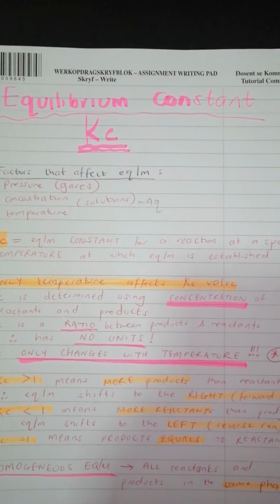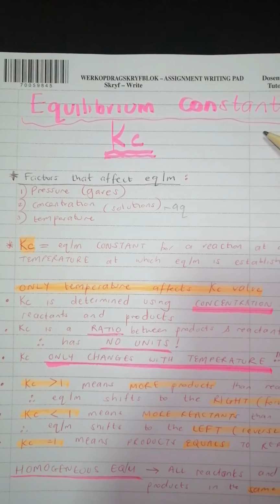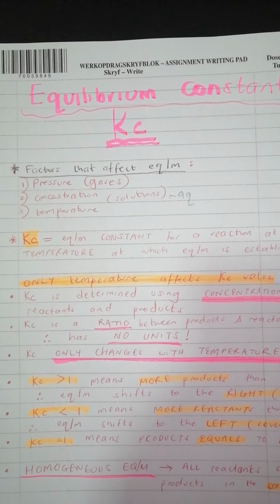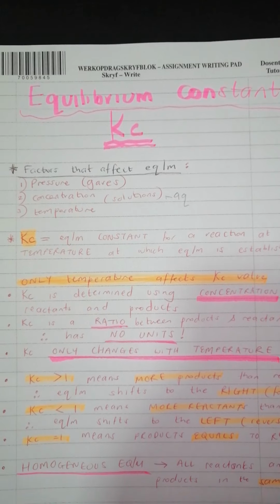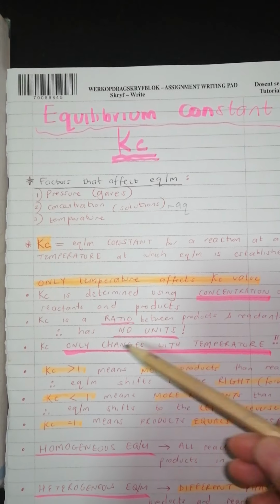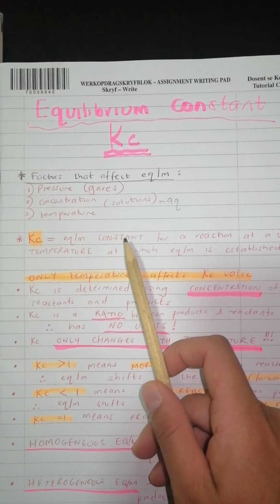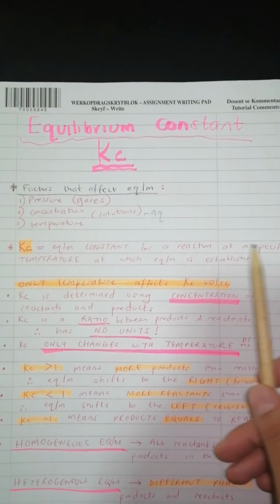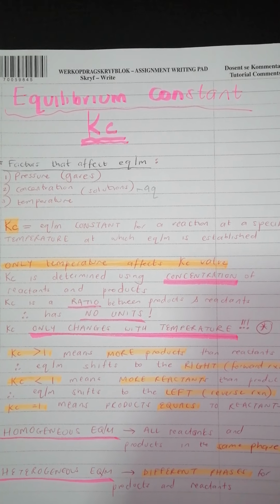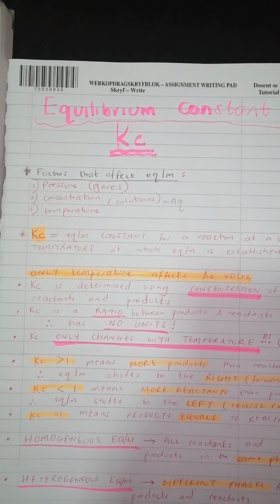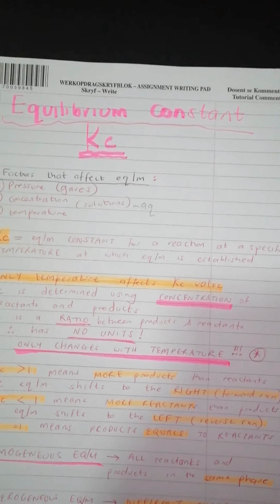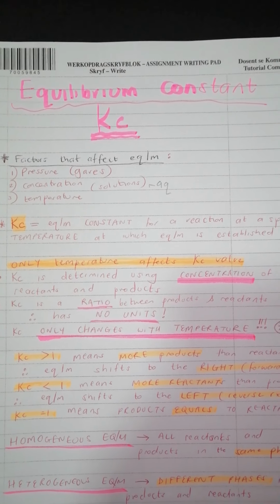Right, now we're going to move on to something new, which is called the equilibrium constant, and they show this as K with a subscript C. They call it the Kc or Kc value. So the equilibrium constant is called Kc. Now, Kc is actually an equilibrium constant for a reaction that happens at a specific temperature, and equilibrium is established at that temperature. So it's actually like a value that describes how the equilibrium is going for a certain reaction at a certain temperature.